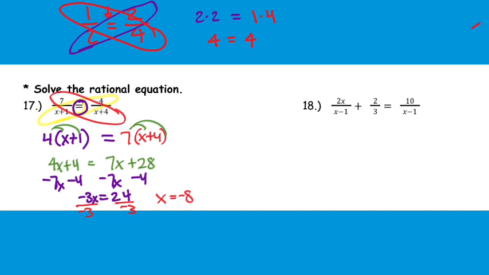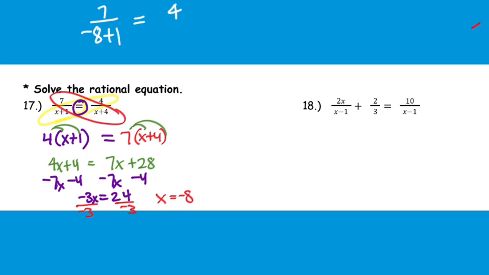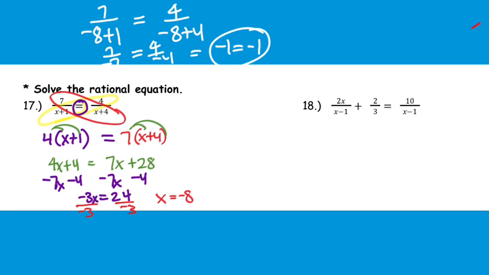If I go back to the original equation and I substitute in -8 for what looks to be a complicated fraction, I get 7 over 8 minus -8 plus 1, which is -7, equals 4 over -8 plus 4. So I end up with 7 over -7 equaling 4 over -4, which obviously is -1 equals -1. So the one and only one solution is -8.